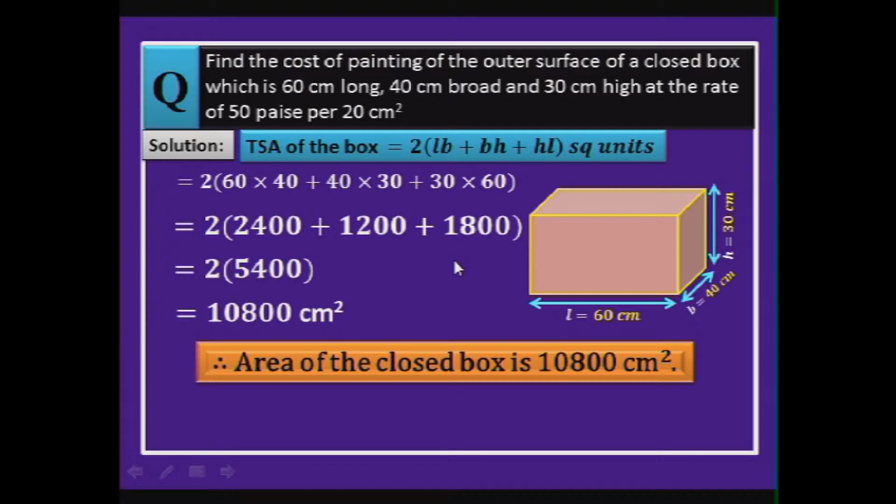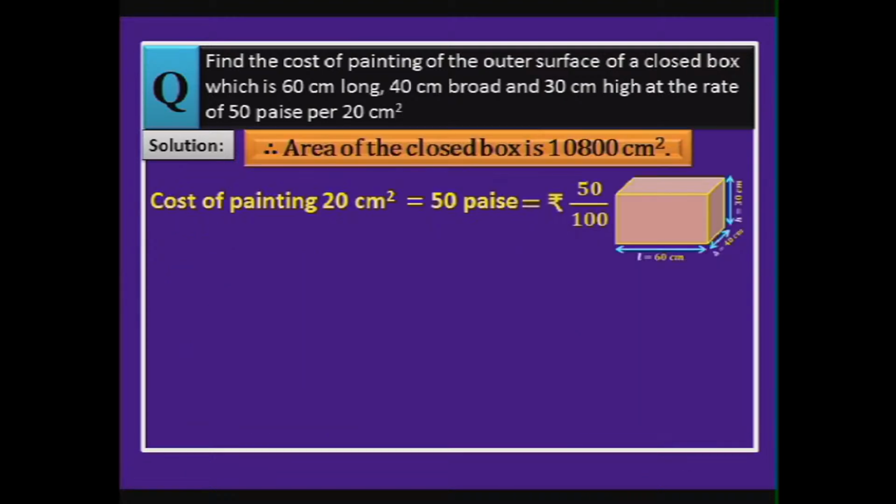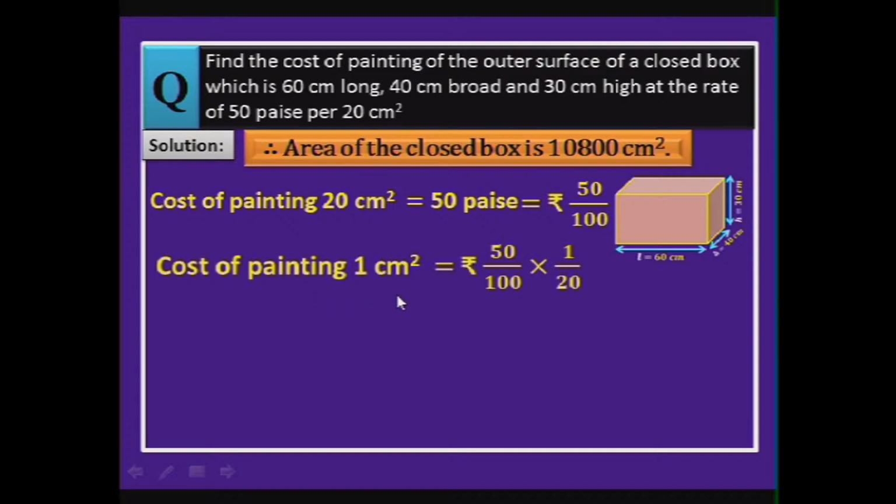But is the problem over, children? No. Here we need to calculate the cost of painting. We just calculated the area, and this much area has to be painted. But what is given as the cost of painting? Yes, it is given as 50 paise per 20 centimeter square. Now, 50 paise can be written as 50 by 100 rupees, isn't it, children? Now, what will be the cost of painting per 1 centimeter square? Yes, this entire thing divided by 20. Dividing by 20 is nothing but multiplying with its multiplicative inverse. So, the multiplicative inverse of 20 is 1 by 20.